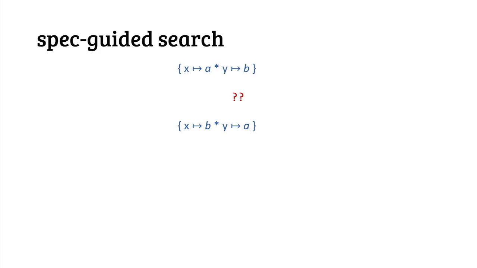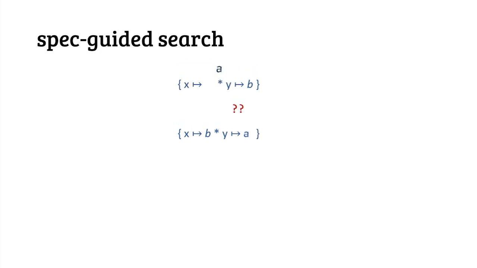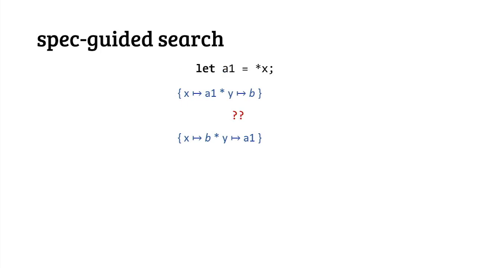Well, let's look at what we have in that top state. We have some pointer x pointing to a value a. Well, why don't we read it out? Maybe we will need this value later. Similarly, we have the same thing with y.